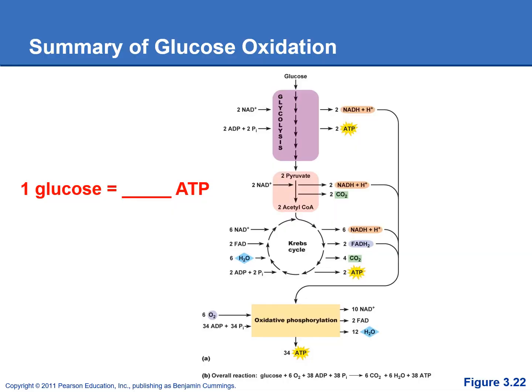So just a summary of aerobic respiration. 1 glucose is going to give us 38 ATP.